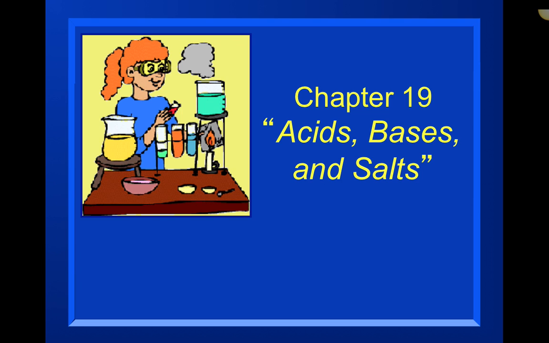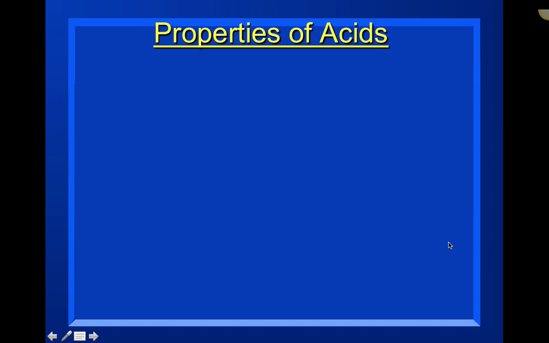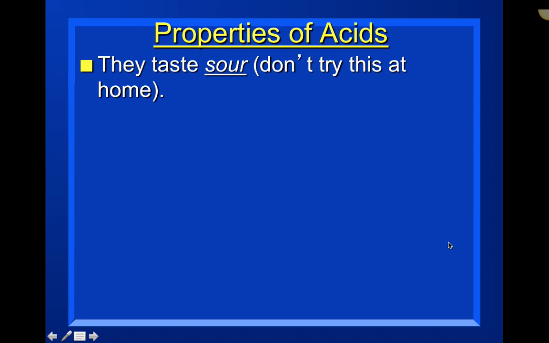Chapter 19, Acids, Bases, and Salts. Properties of acids. They taste sour. Your book says, don't try this at home. I think this is probably the one place you can try it at. You can have lemon juice and vinegar, suck on a lime. However, don't try any cleaning products.